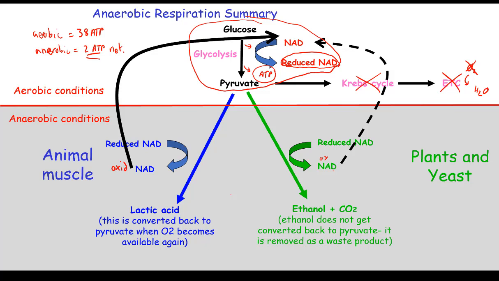Now, the last bit of detail to add in is that this process of converting pyruvate to lactic acid is catalyzed by the enzyme lactate dehydrogenase. And in plants and yeast, that process is catalyzed by alcohol dehydrogenase.